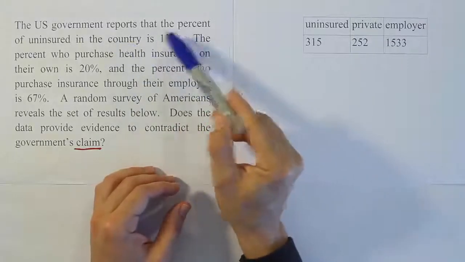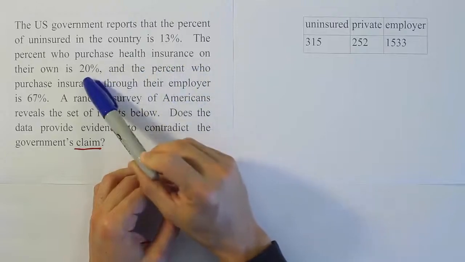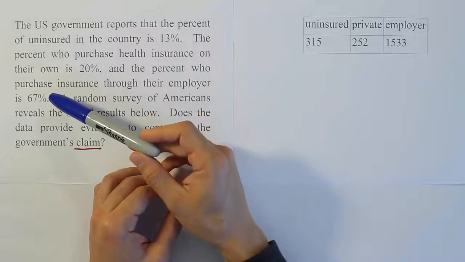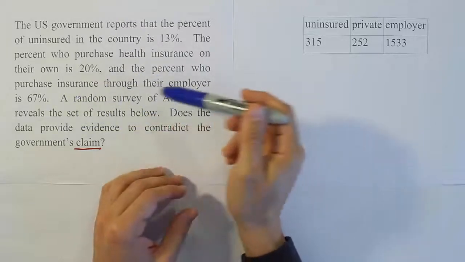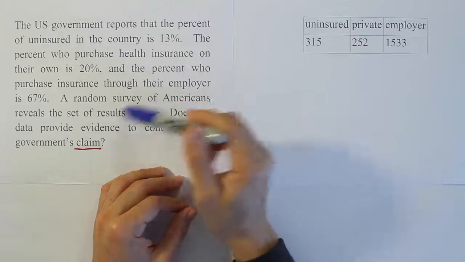The U.S. government reports that the percent of uninsured in the country is 13%, the percent who purchase health insurance on their own is 20%, and the percent who purchase insurance through their employer is 67%. A random survey of Americans reveals the set of results below. Does the data provide evidence to contradict the government's claim?